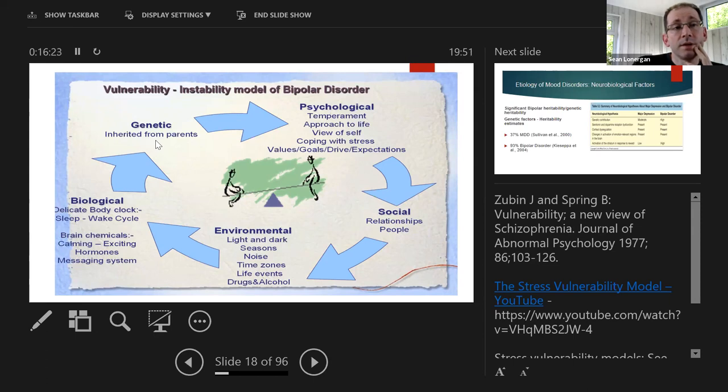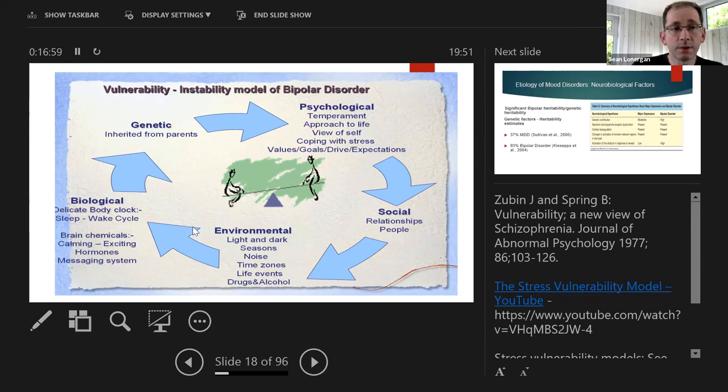There's a very strong evidence base that it is highly heritable. So a significant genetic predisposition can have a significant input. A person's temperament, their approach to life, their view of themselves, their coping strategies for managing stress, their values, goals, drive, and expectations, the nature of their social relationships, environmental factors such as light and dark, change in seasons, noise levels, time zones, life events, drugs and alcohol use, biological factors.